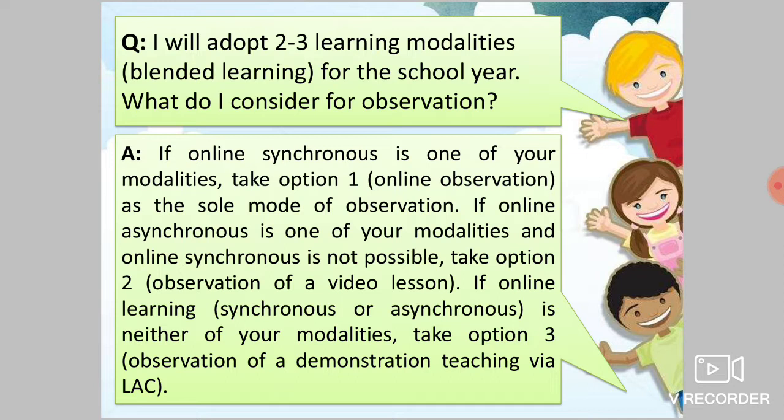Online observation as the sole mode of observation. If online asynchronous is one of your modalities and online synchronous is not possible, take option 2, that is, observation of the video lesson. If neither online synchronous nor asynchronous learning is one of your modalities, take option 3: observation of the demonstration teaching via LAC session.